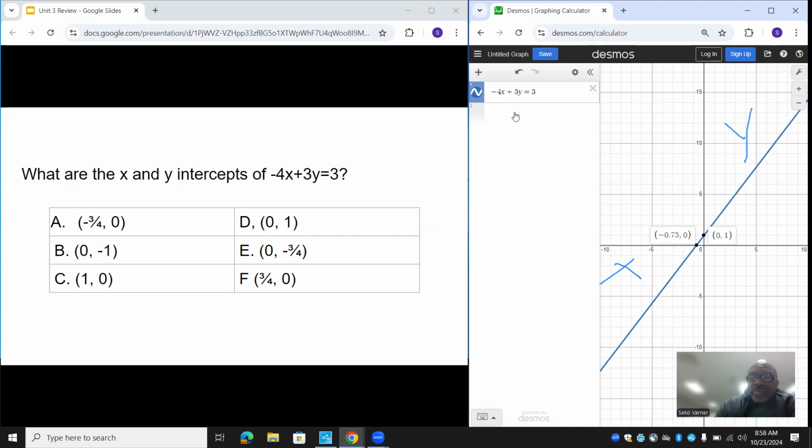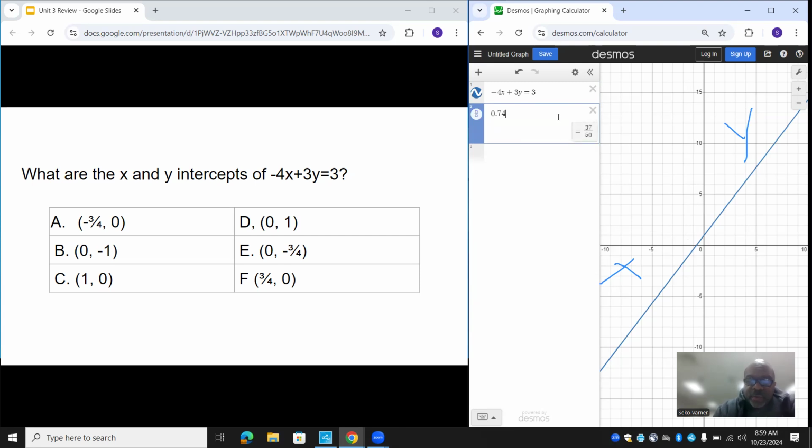Well, I don't see anything that has a decimal. I see fraction, I see fraction, I see fraction. So let me do this, 0.75. I can click this toggle button, and it tells me 37 over 50.